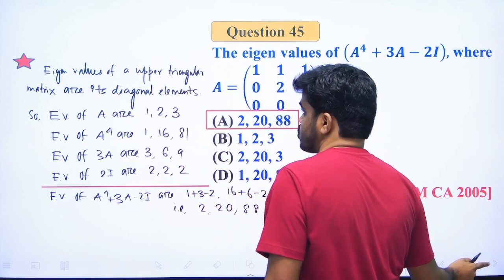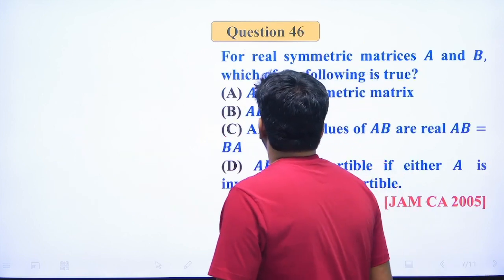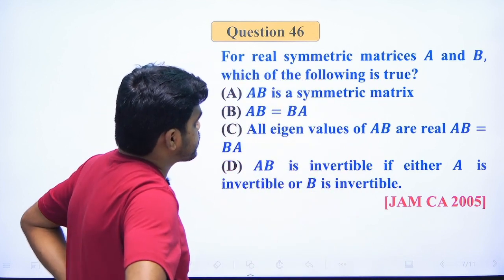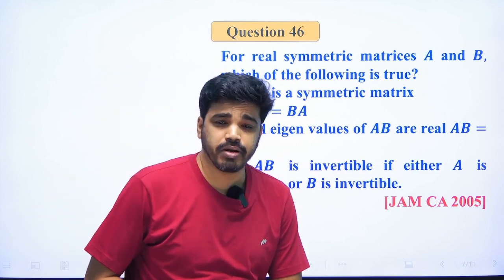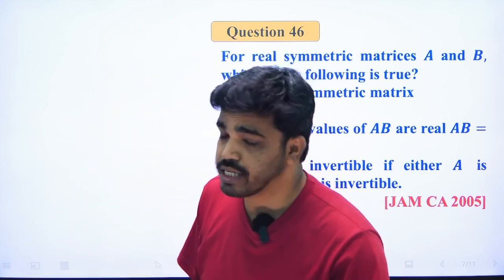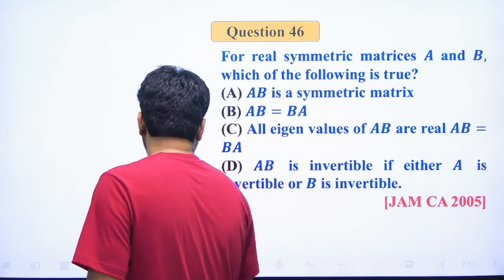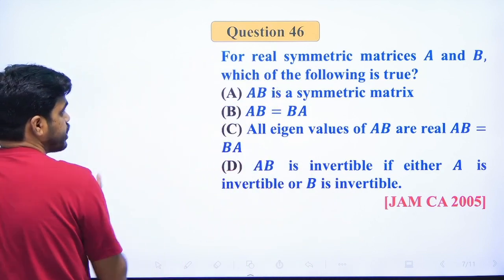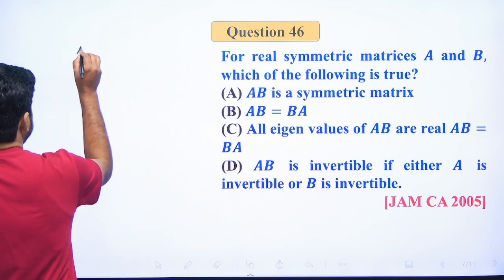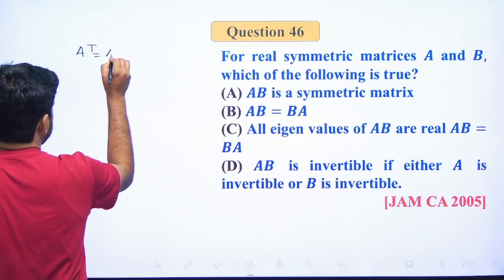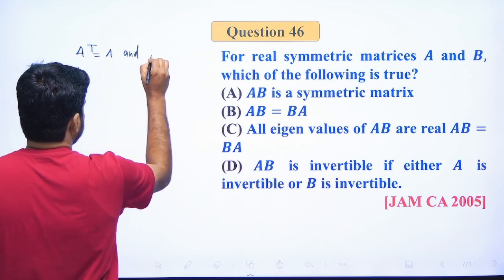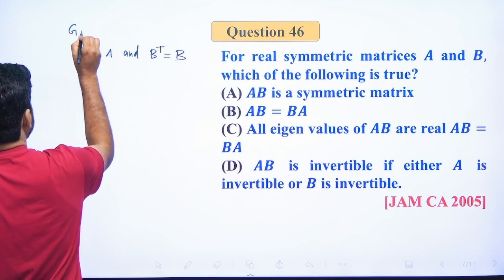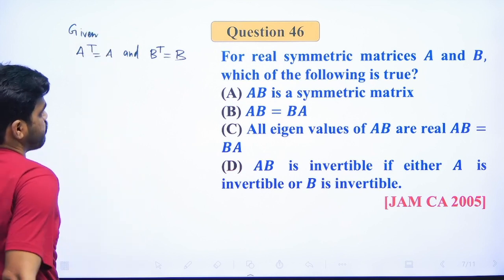Okay, so next, for real symmetric matrices A and B, what is the definition of a symmetric matrix? A matrix A is said to be symmetric if A transpose is equal to A. So here it is given that A and B are real symmetric matrices. That means it is given that A transpose is equal to A and B transpose is equal to B. This is given because A and B are symmetric matrices.